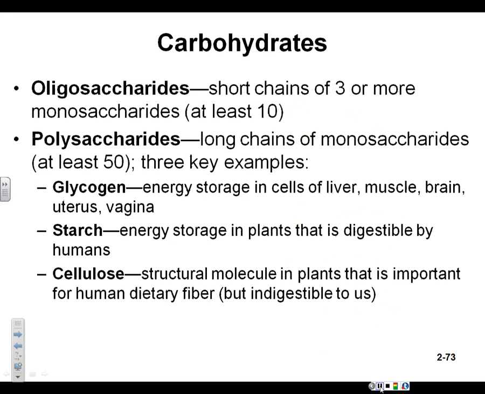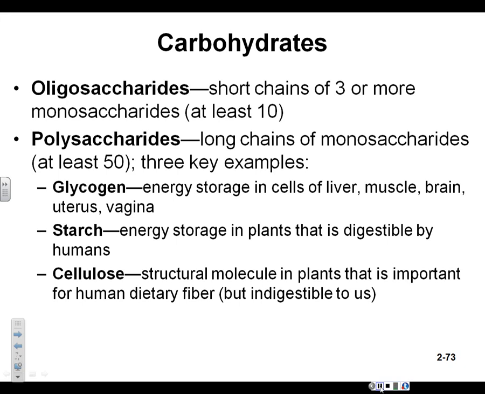All right. Oligosaccharides and polysaccharides are sugars. Oligo means it has 10 or less. Poly means you got 50 or more held together. So a polysaccharide is a very large sugar. You got 3 types: glycogen, starch, and cellulose.